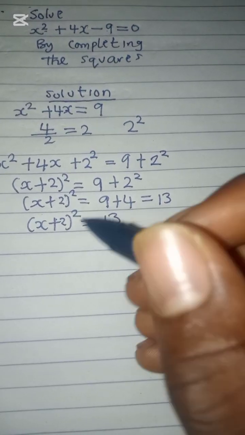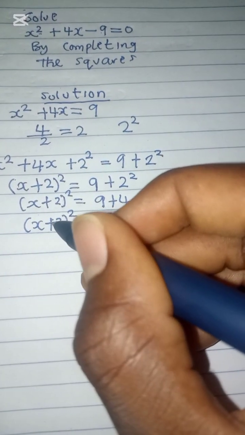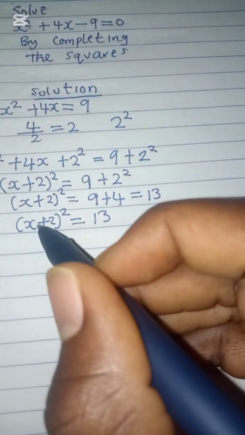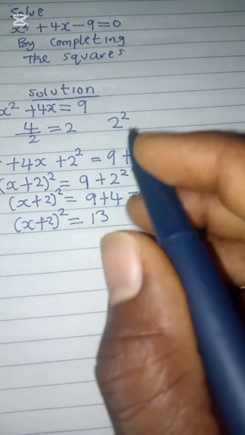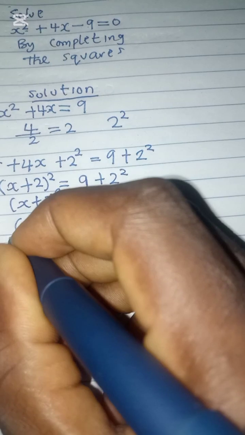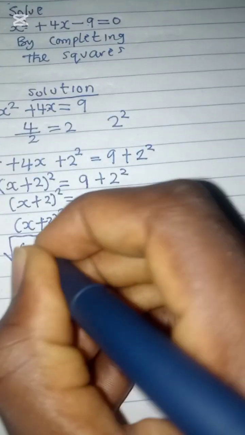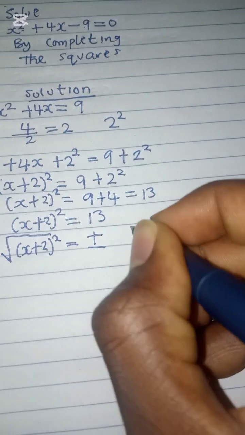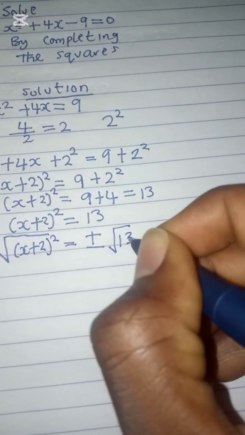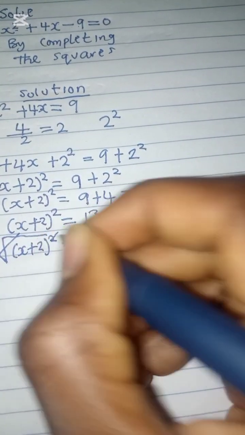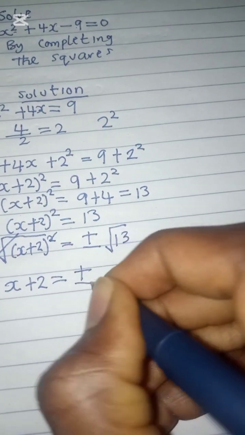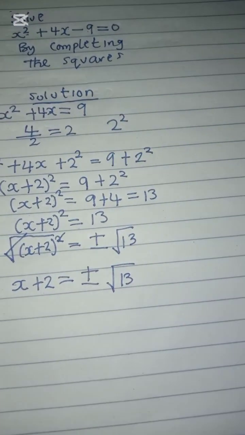So now we have a quadratic expression on our left hand side and we have a number on our right hand side. In order to find the values of x, we need to take the square root of both sides. So we have the square root of x plus 2 all squared is equal to plus or minus the square root of 13. The square root cancels the square here, so we have x plus 2 is equal to plus or minus the square root of 13.